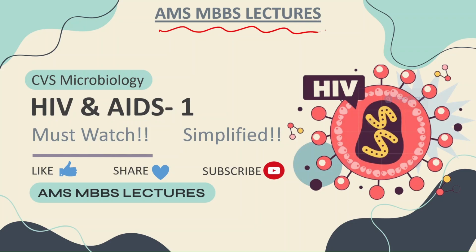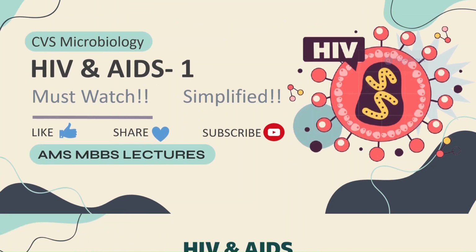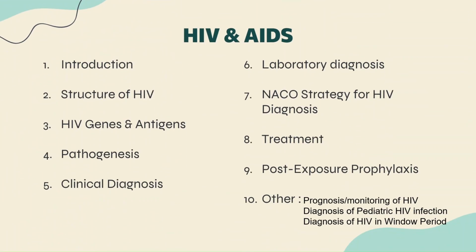In today's session we're going to discuss another topic from CVS Microbiology, and that is HIV and AIDS, and this is going to be the first part of this chapter. We have already covered the bacterial infections under CVS Microbiology. The videos are available on the channel, you can go and check them out if you haven't. Right now we're going to start with the viral infections under CVS Microbiology, and the topic that we're discussing is HIV and AIDS. As always, this topic is also divided into the following subtopics.